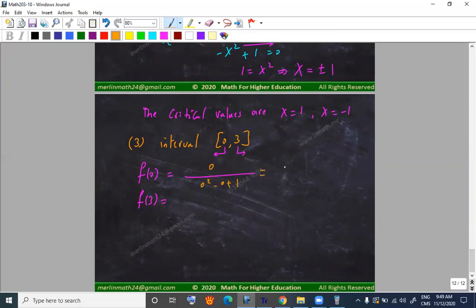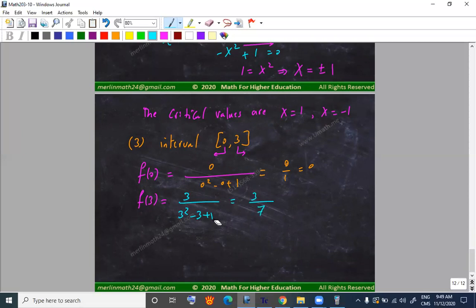Just to demonstrate, this is 0. Plug in a 3. Let me change color. So it is 3 over 3 squared minus 3 plus 1. Any question? You agree? So it's 3 over 9 minus 3 plus 1, which is 7.